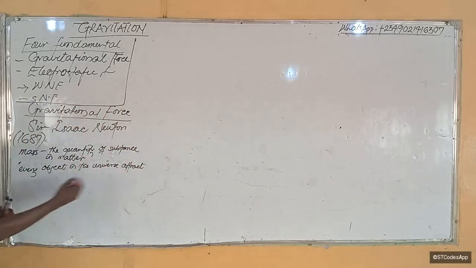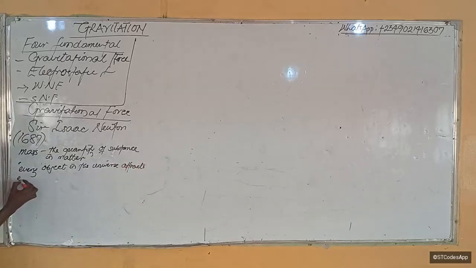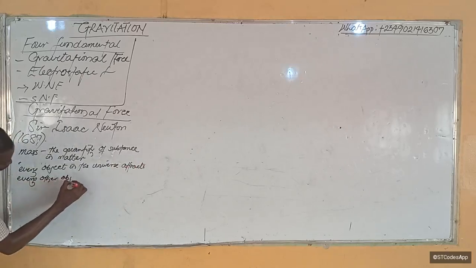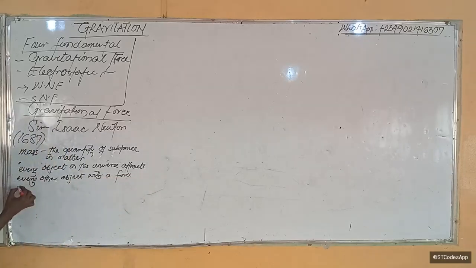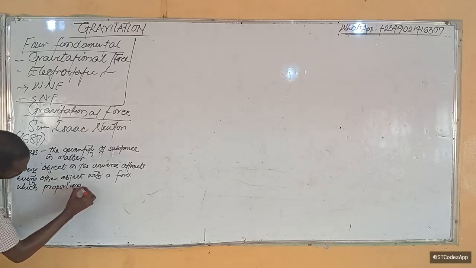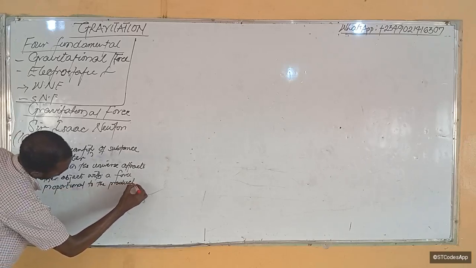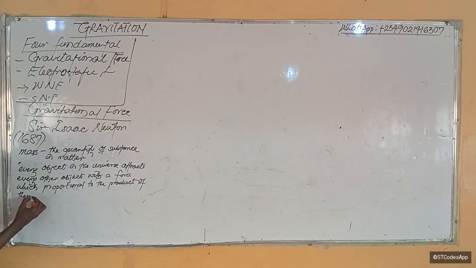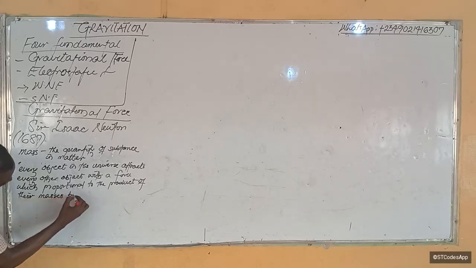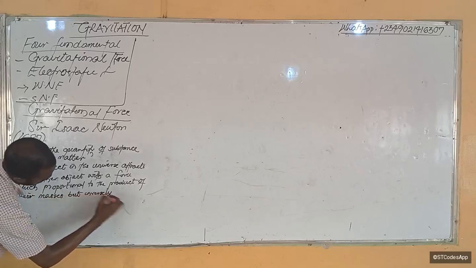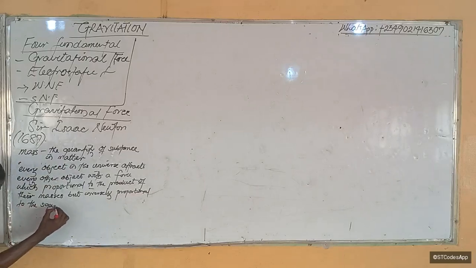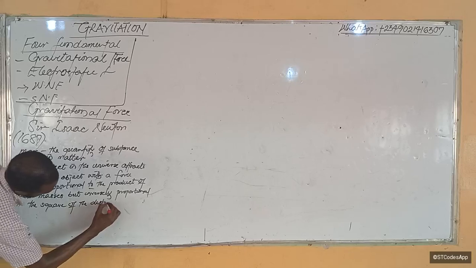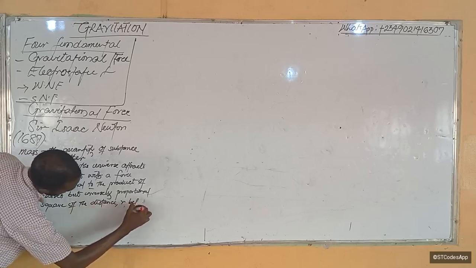So every object in the universe attracts every other object with a force which is directly proportional to the product of their masses, but inversely proportional to the square of the distance r between them.